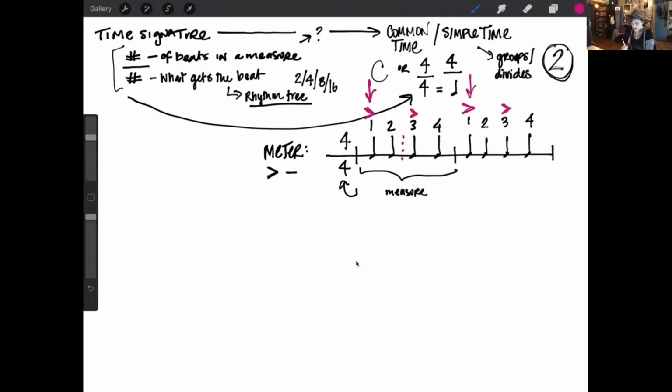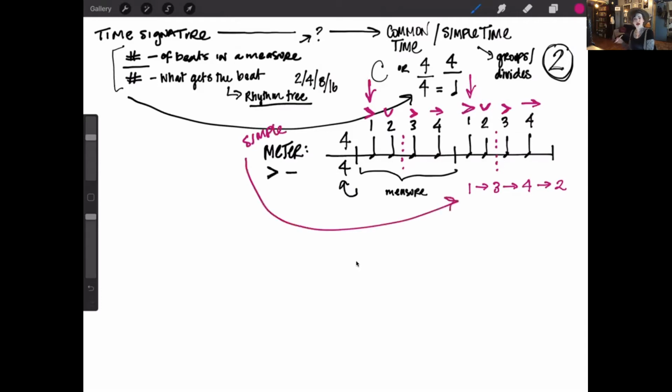Why? It divides our meter into 2 groupings of 2. 4 is the next most stressed event because it literally leads to beat 1 of the next measure, which means 2 is the least stressed. So in terms of importance, it goes 1, 3, 4, 2. So in a meter, and specifically simple meter, shows up with this kind of a stress relationship.